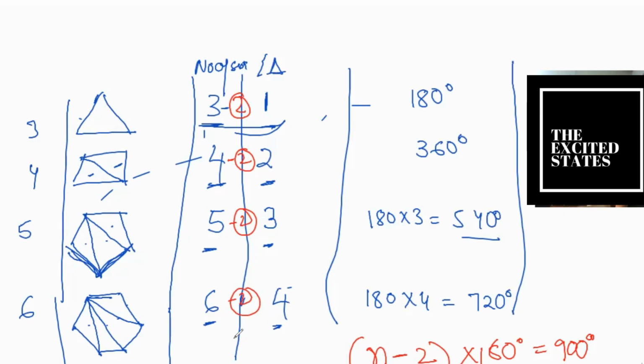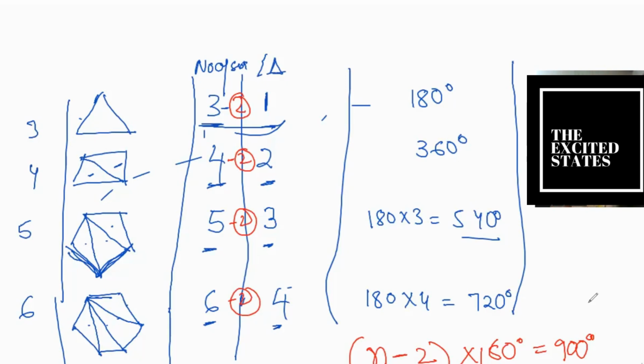So the formula is (n minus 2) into 180 degrees, right? Now if a figure has 12 sides, then also you can find out the sum of angles. Find out the sum of angles if the figure has 12 sides. 180 times 10, that is 1800.